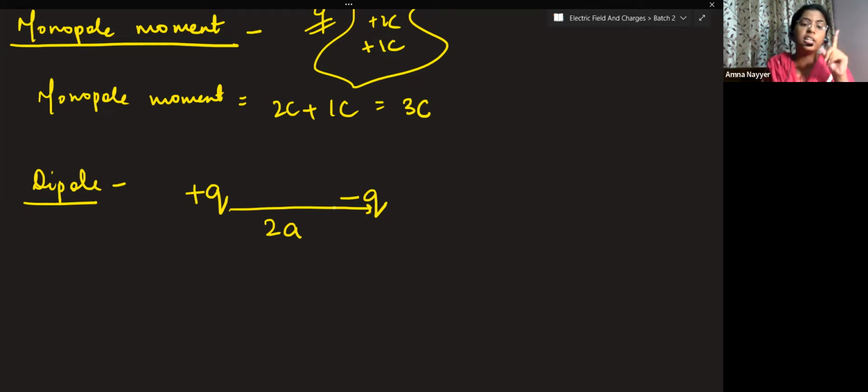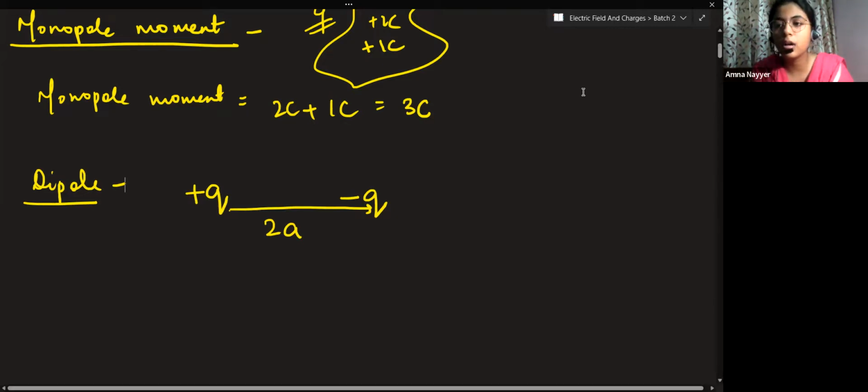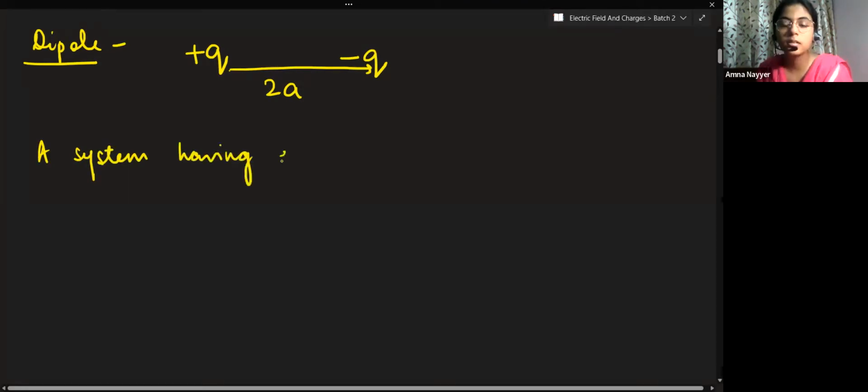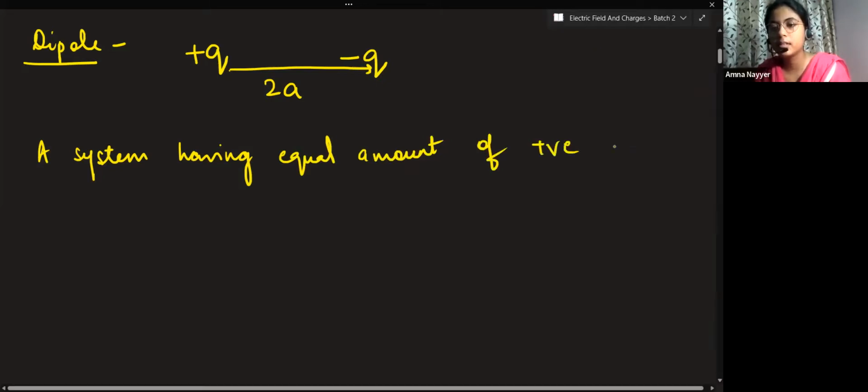But in the case of a dipole, if you have an electron over here, with plus e over here, and minus e, then only it becomes a dipole. So electron and proton can make a dipole. Why? Because the charge is the same on both of them, one is plus 1.6 into 10 to the power minus 19 coulomb, the other is minus 1.6 into 10 to the power minus 19 coulomb. That makes your system a dipole. So a dipole is a system having equal amounts of positive and negative charges at a small separation.